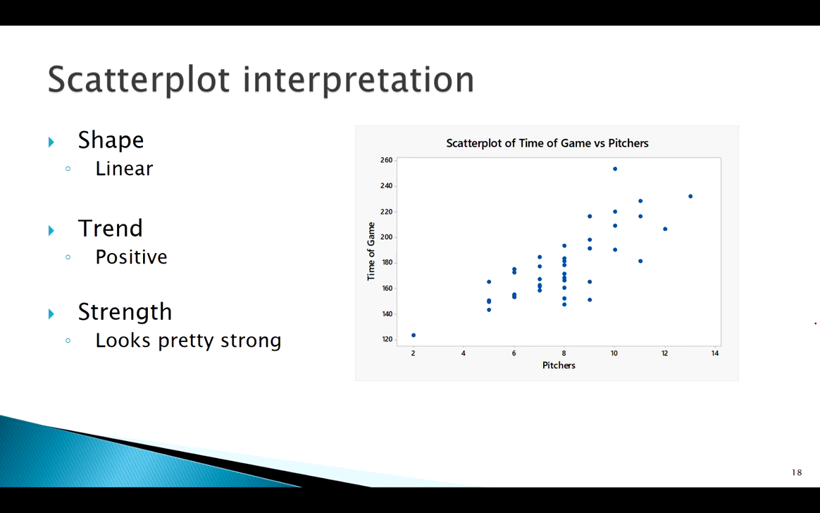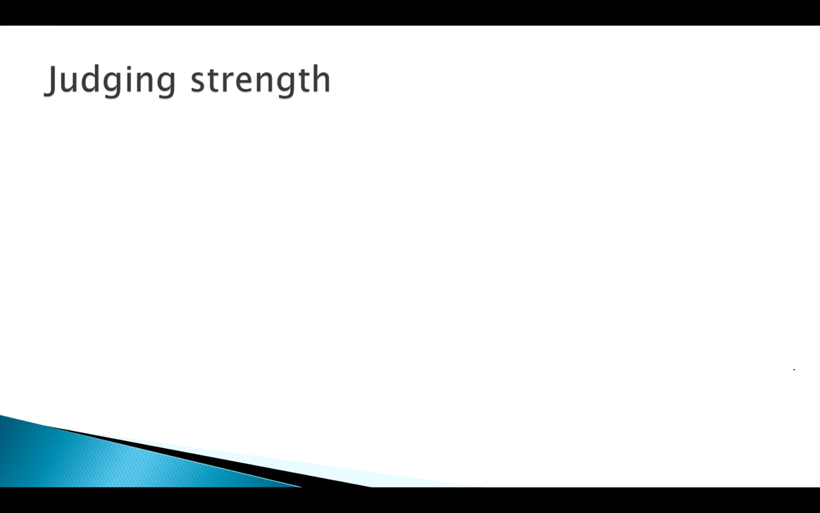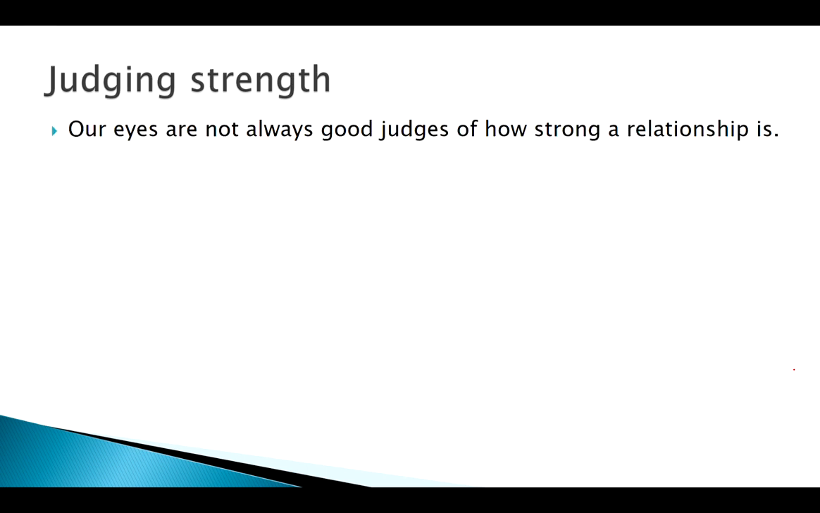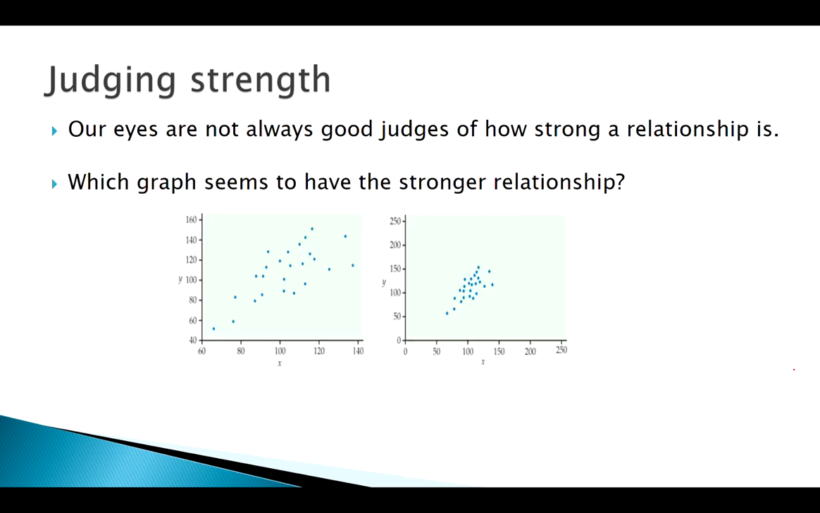I think shape's easy, trend's easy, especially when we're working with linear stuff. Strength is where things get a little bit sketchy. Looks pretty strong is how I described this one, but that's not very specific. That's not very precise. And what we'll find when we're trying to figure out strength, our eyes aren't always the best way to go about this. So check out these two scatter plots. The one on the left and the one on the right both exhibit positive linear trends, but which one would we say is stronger? Just at first glance, you would say this one's much stronger, the one on the right.